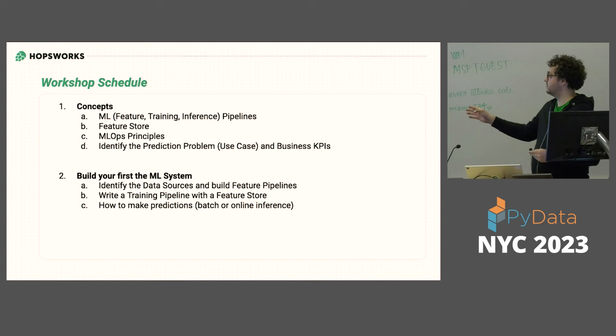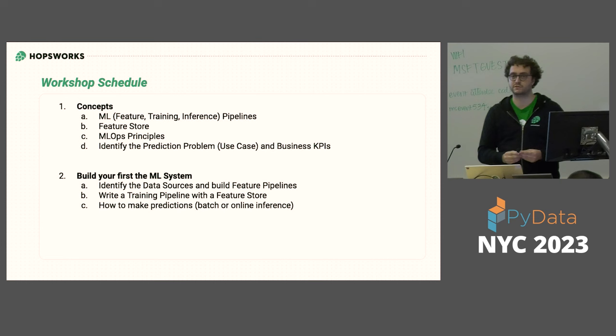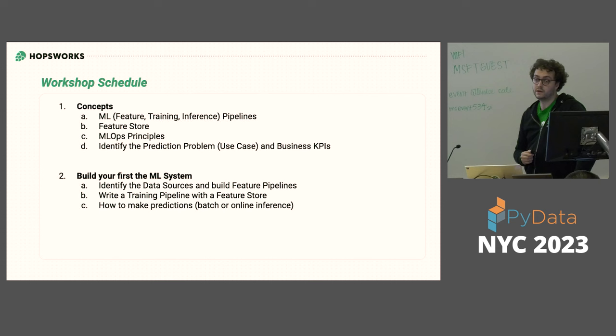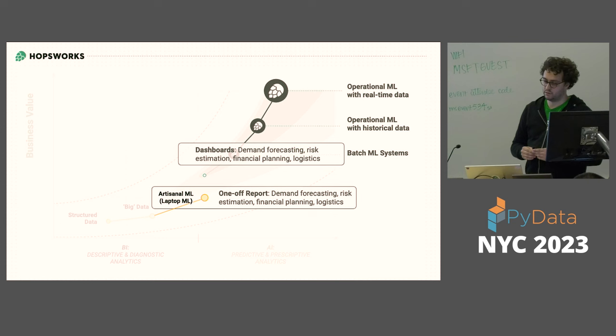The workshop is split into two sections. In the first, I'm going to give you a little bit of introduction on how we think about machine learning systems, what we think machine learning systems are, and how you can use some of the components that we built in Opswork to build them. And then the next section is a little bit more hands-on. We have a bunch of tutorials that we can go through, to build a very simple machine learning system to predict whether or not a loan should be approved depending on the user requesting it.